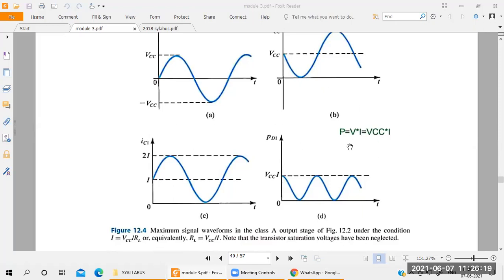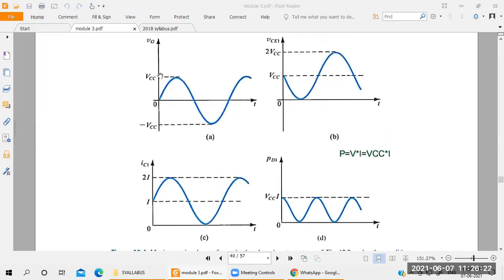The maximum signal waveform. First one is what here? Output voltage. This is only for the voltage. You're getting a full cycle, right? 360-degree cycle. So we got plus VCC and minus VCC. Voltage amplitude depends on the applied DC voltage. The maximum voltage is plus VCC, the maximum negative voltage is minus VCC. So in class A amplifier, the maximum voltage is plus VCC and the minimum voltage is minus VCC. Remember this one. This is for the class A output voltage.